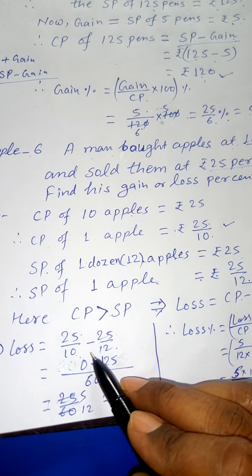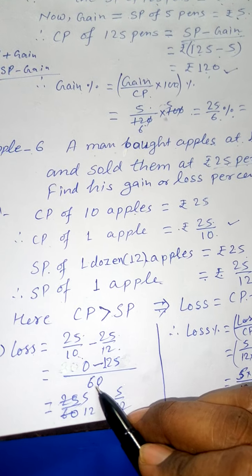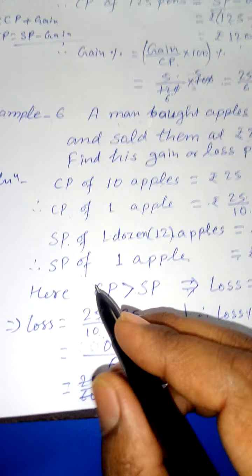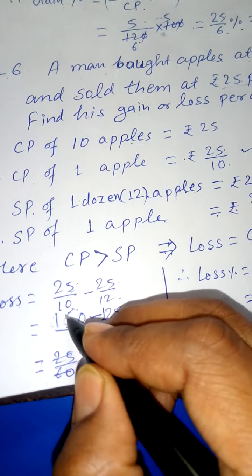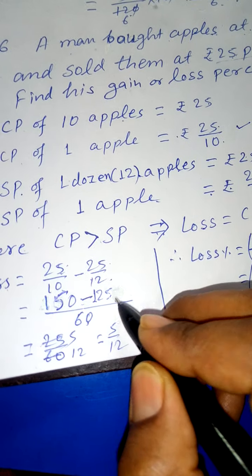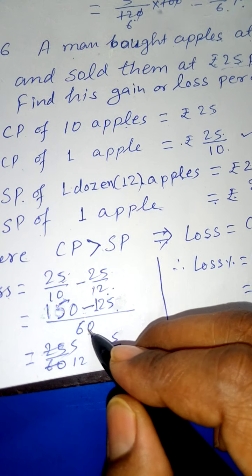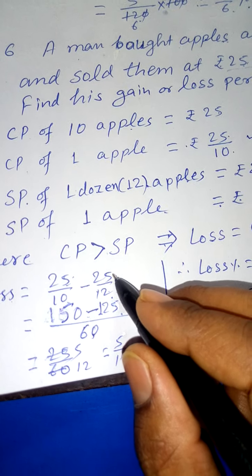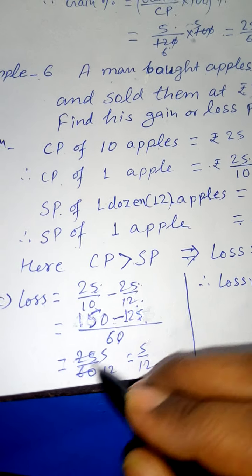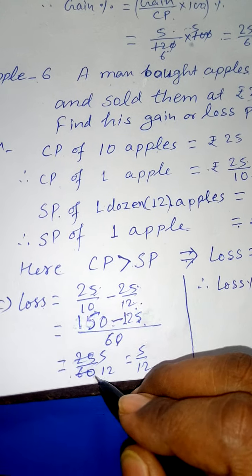And for 25 by 10 and 25 by 12, the LCM is 60. 6 into 25 is 150, and 150 minus 12, 5 are 60, so 5 into 25 equals 125. Which gives us 25 by 60, and that will be 5 by 12.